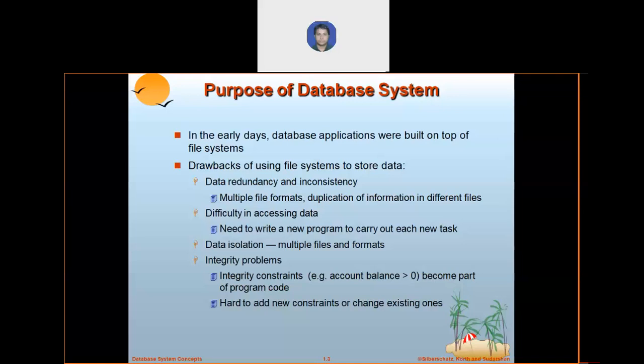The second problem is difficulty in accessing the data. Here, we have a huge database, and now I want to access that data. For accessing that data, I have to write some application program. You write one application program to access that data in a particular way.